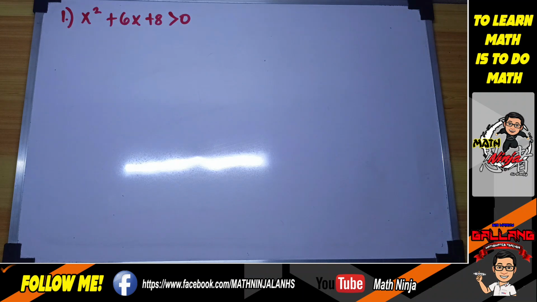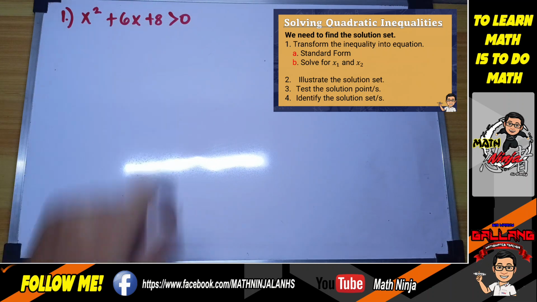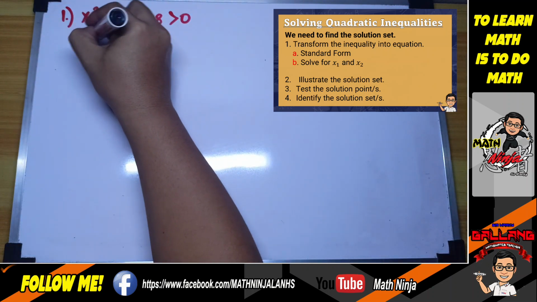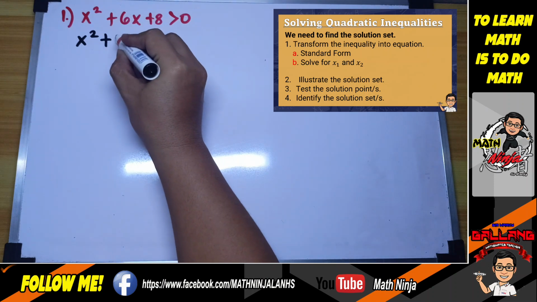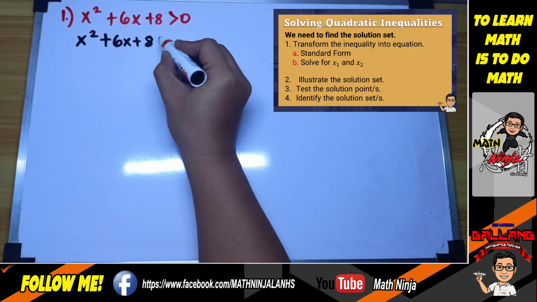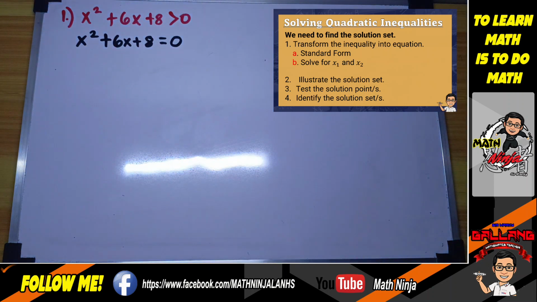Okay, we have example number 1. Example number 1, we have x squared plus 6x plus 8 is greater than 0. Yung first step natin kanina is to transform the inequality into equation. So, papalitan natin yung inequality symbol into equal sign. So, that would be x squared plus 6x plus 8 is equal to 0. Then, check natin kung naka-standard form na ba siya.